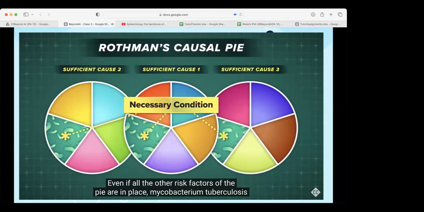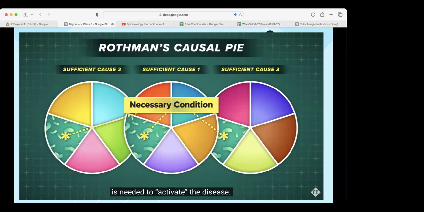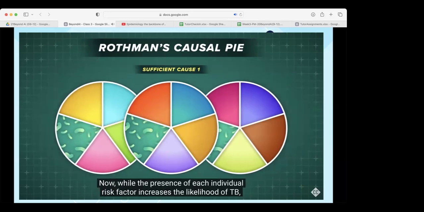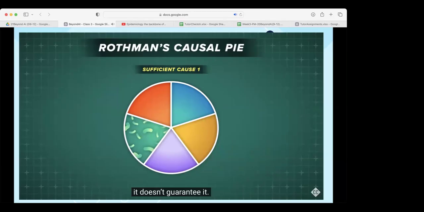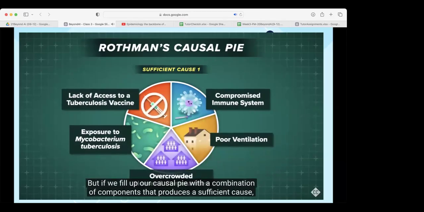Even if all the other risk factors of the pie are in place, Mycobacterium tuberculosis is needed to activate the disease. Now, while the presence of each individual risk factor increases the likelihood of TB, it doesn't guarantee it. But if we fill up our causal pie with a combination of components that produces a sufficient cause, we get our health outcome, tuberculosis.